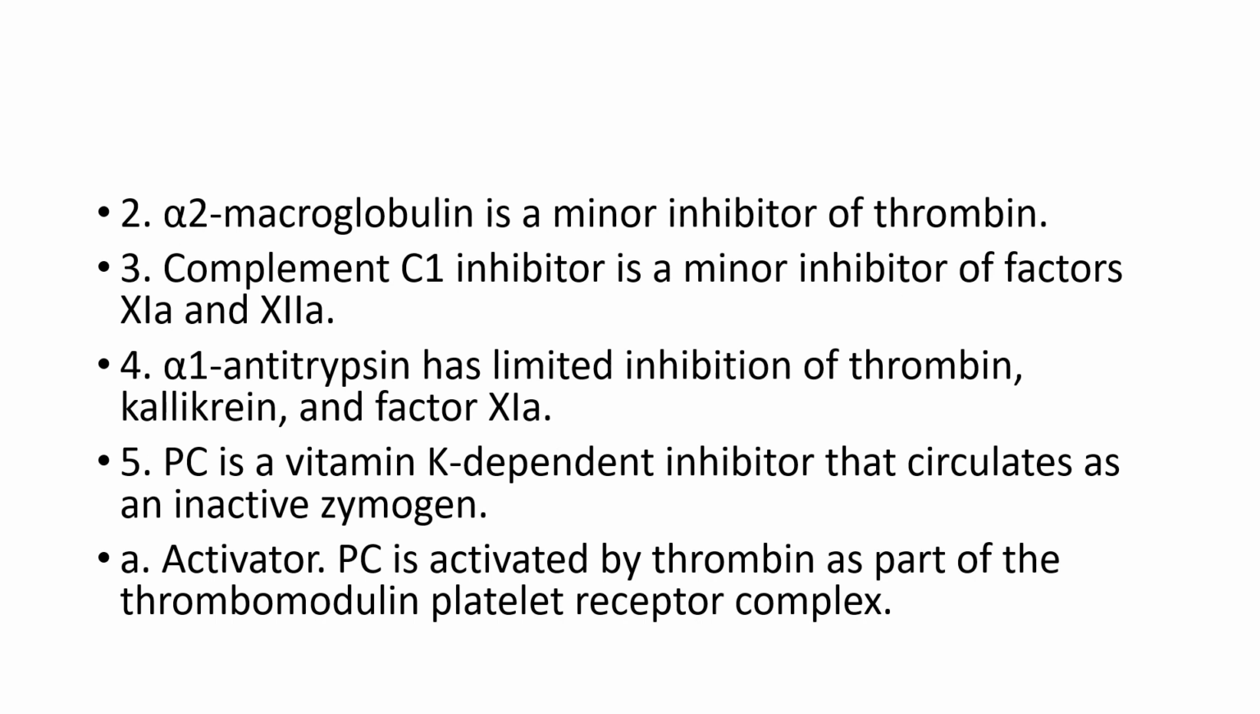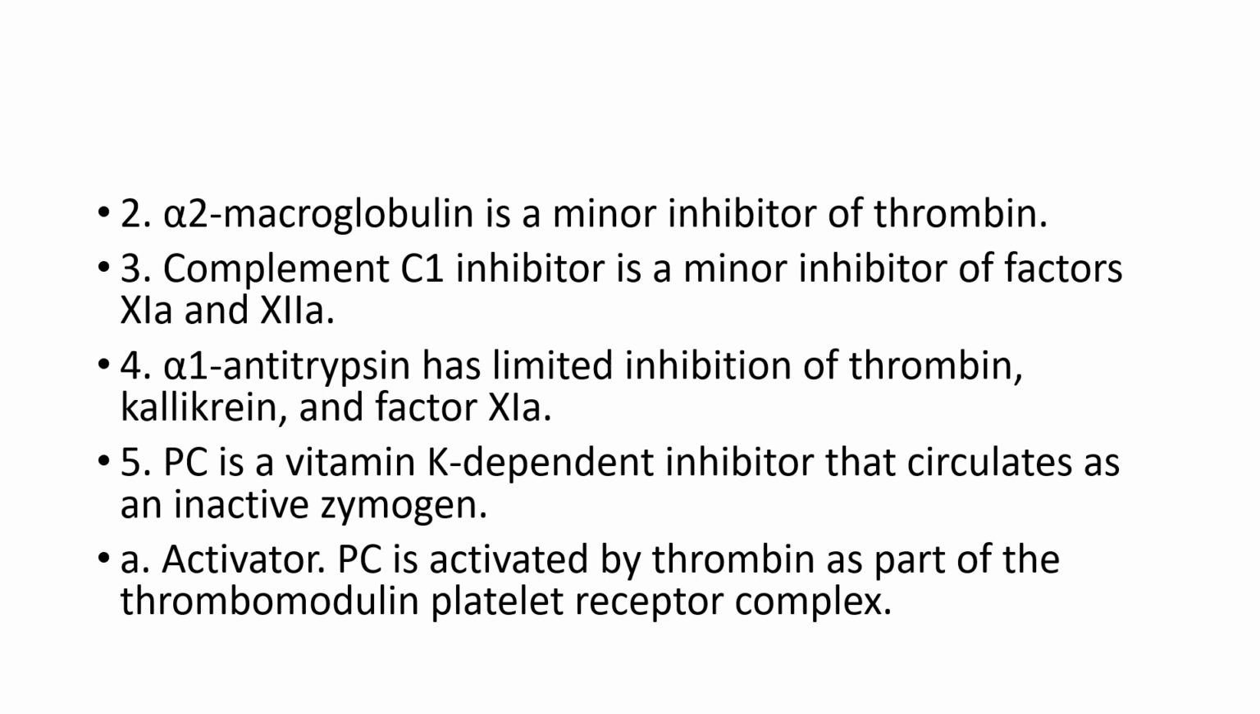Another inhibitor is alpha-2 macroglobulin. The number 3 complement C1 inhibitor can act as an inhibitor for factors 11A and 12A. Alpha-1 antitrypsin can inhibit thrombin, kallikrein, and factor 11A.